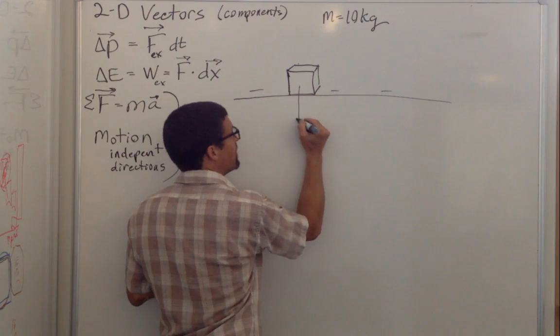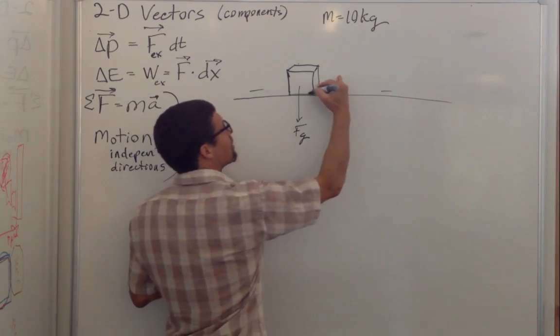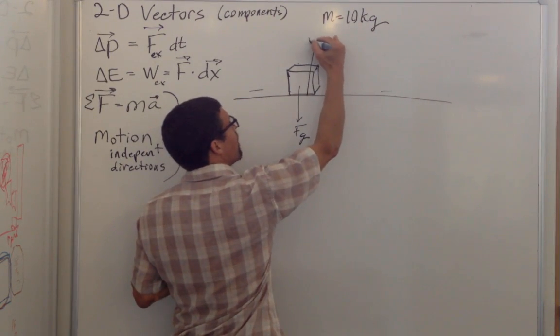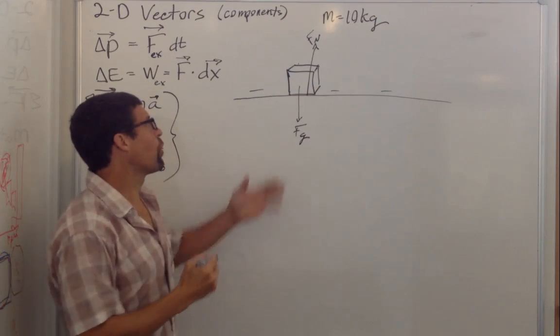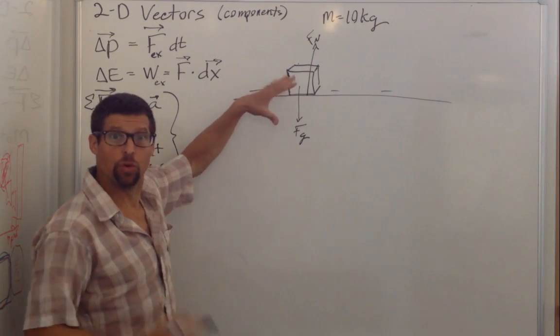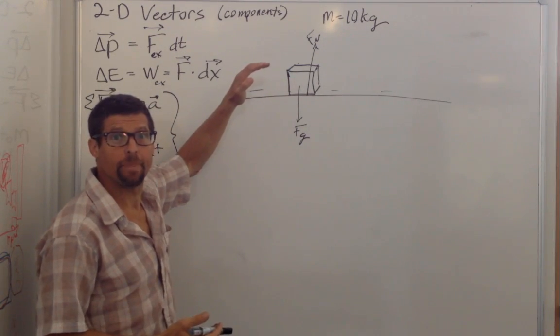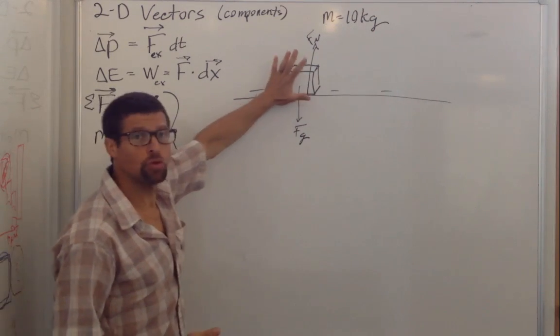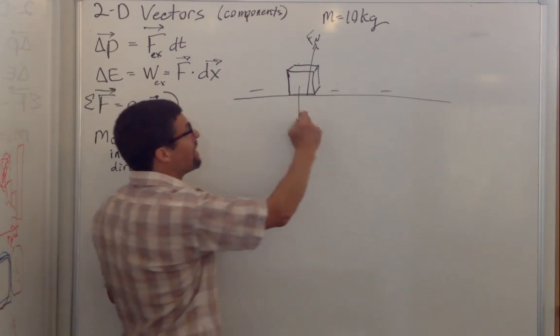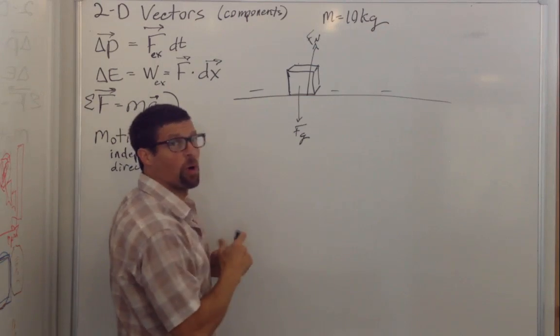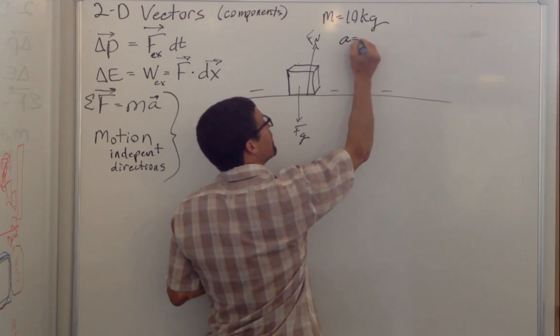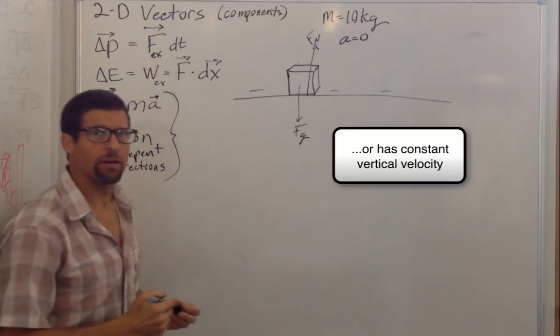Well, there's a force of gravity on it, and there's a normal force pushing it up. And these two forces are equal and opposite. Are they Newton pairs? No. Of course, they're two totally different forces, but they are equal and opposite if what? The acceleration is zero, if it's just sitting there.